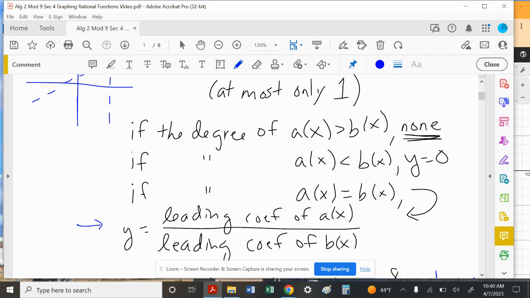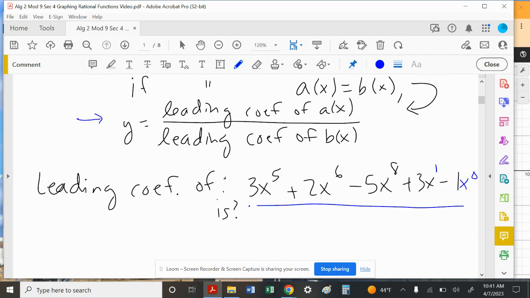So we look for the leading coefficient of the numerator and the leading coefficient of the denominator. We divide them, and that's our y equals. Looking at this here, what's a leading coefficient? Remember, this is the degree.